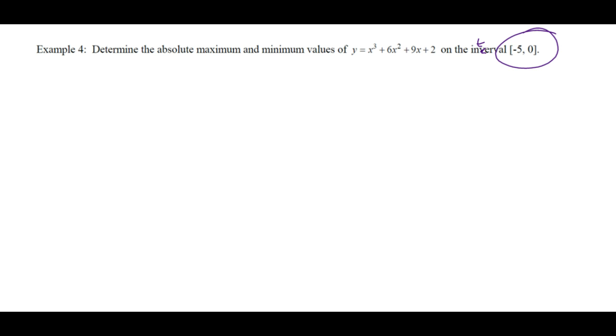Determine the absolute max and min values on y equals x. Okay, so we know the local maximum. We know the local minimum. So we need to just examine the endpoints, right? All we need to do is evaluate the function at the endpoints. So we have the local max and mins, and we're now left to just look at the endpoints.